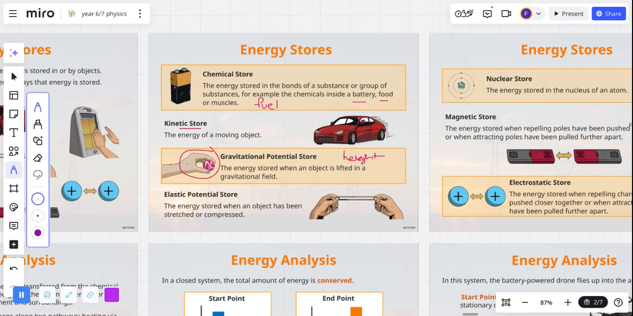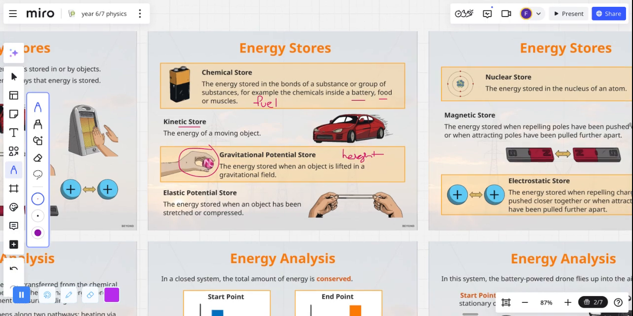All right, so just to backtrack a little, a chemical energy store is a battery, food, muscles, or fuel. Kinetic stores are things that move. If any kind of system involves height, this is your gravitational potential store. Elastic potential store is pulling an elastic band.